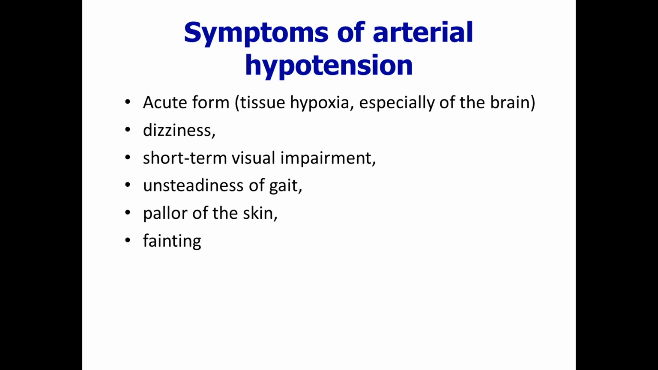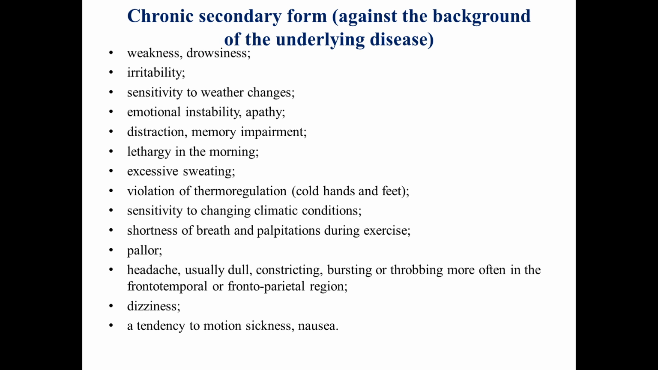Arterial hypotension, for example because of decreased blood volume, or decreased adrenal gland action in adrenal insufficiency syndrome, or deficiency of thyroid hormones or pituitary hormones, may have a chronic clinical appearance: weakness, irritability, sensitivity to weather changes, emotional instability and apathy, distraction, lethargy, excessive sweating, violation of thermoregulation, sensitivity to changing climatic conditions, shortness of breath and palpitation during exercise, dizziness, headache.